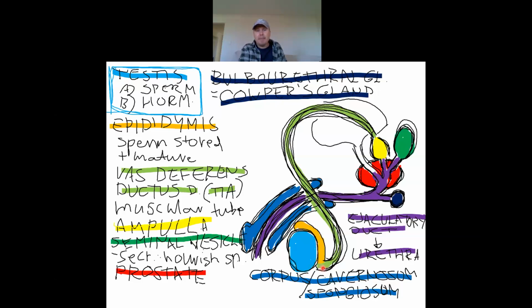Then it travels up the vas deferens or ductus deferentia or ductus deferens, depending on who you ask, 3 different names. And this was a muscular tube about 45 centimeters long, so much longer than the journey from here to here. It's because it has to go over the urinary bladder and then land behind the urinary bladder. And the very last part of the ductus deferens was an expansion of this tube known as ampulla.